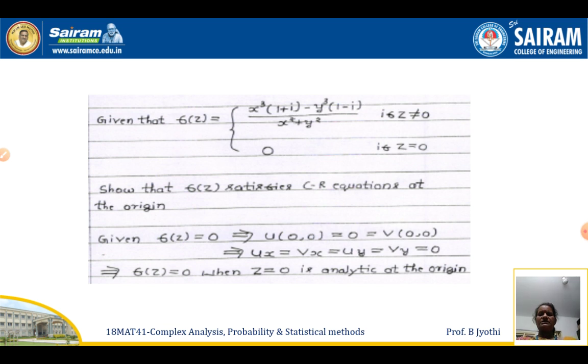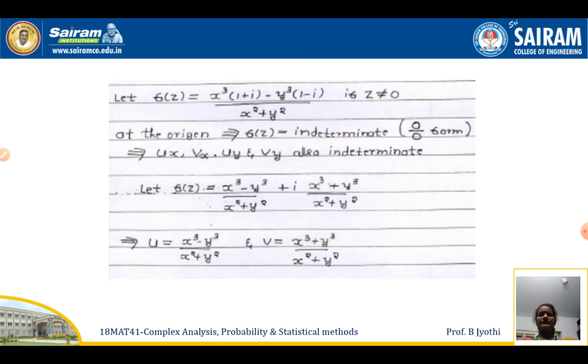Given f(z) is 0, which implies u(0,0) is 0 and v(0,0) is 0. This implies ux = vx and uy = vy, that is, all are 0, which implies f(z) = 0 when z is 0 is analytic at the origin.